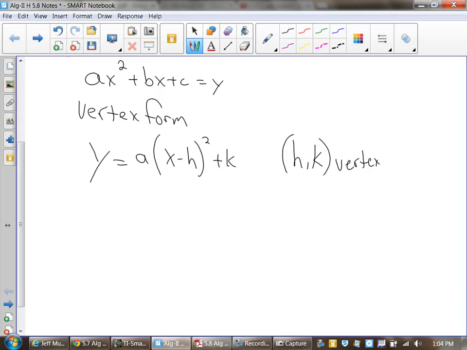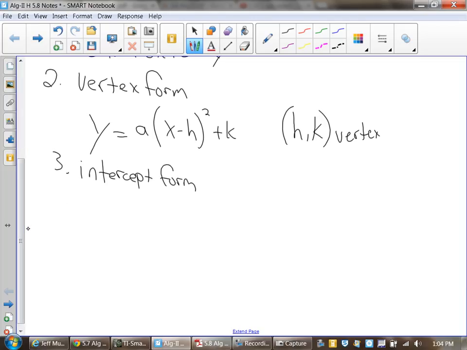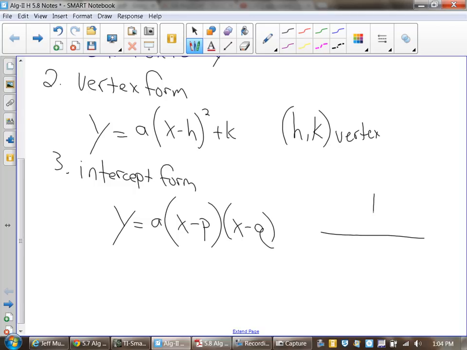And then the last one that we dealt with was called intercept form. Intercept form was dealing with the zeros of the parabolas. And it looked like this. Y equals a times x minus p times x minus q. P and q are the zeros. And what I mean by the zeros here, if I'm looking at a graph, those are the zeros. That's your p and q value. Okay.